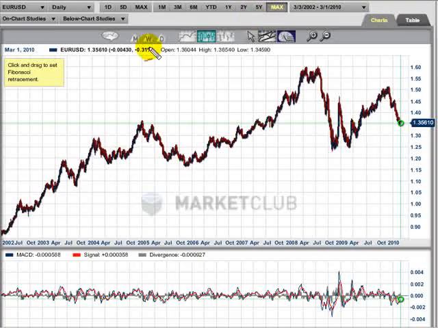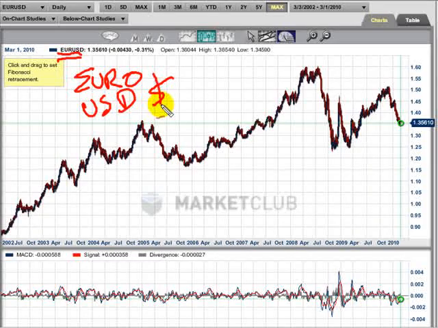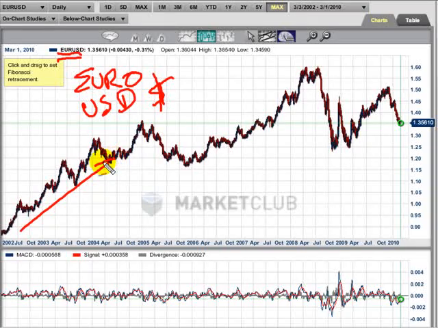The market we're focusing on today is the euro versus the US dollar. So the symbol is EUR, which is obviously for euro, and the USD, which is obviously for the dollar. What happens is when the market on the graph is going up, it means the euro is going up and the dollar is going down.